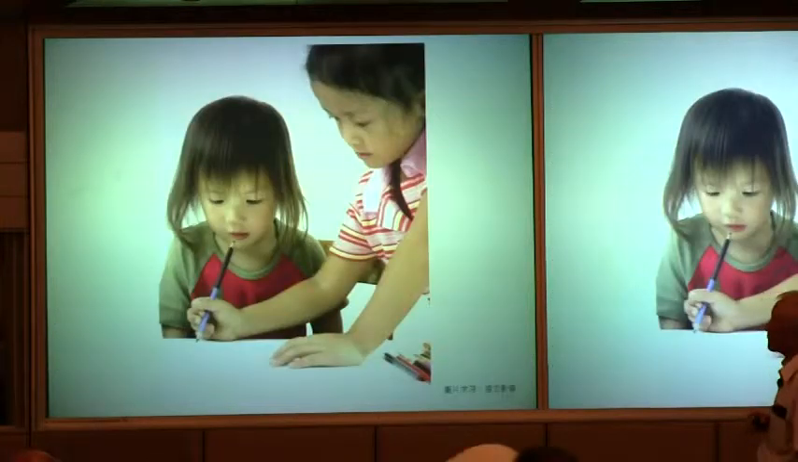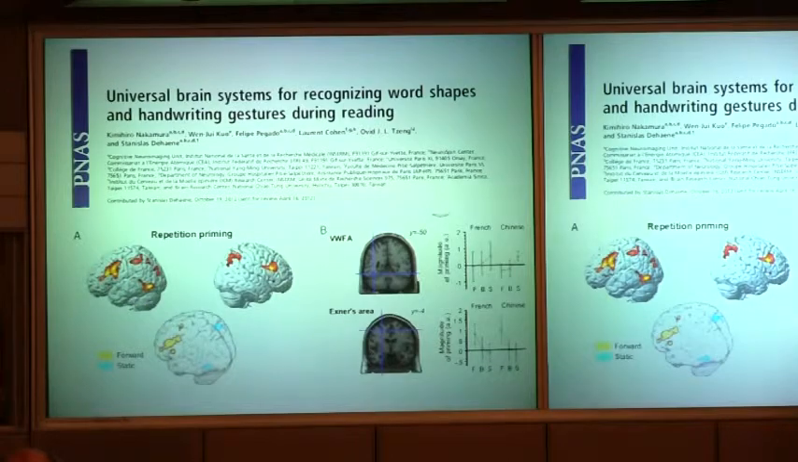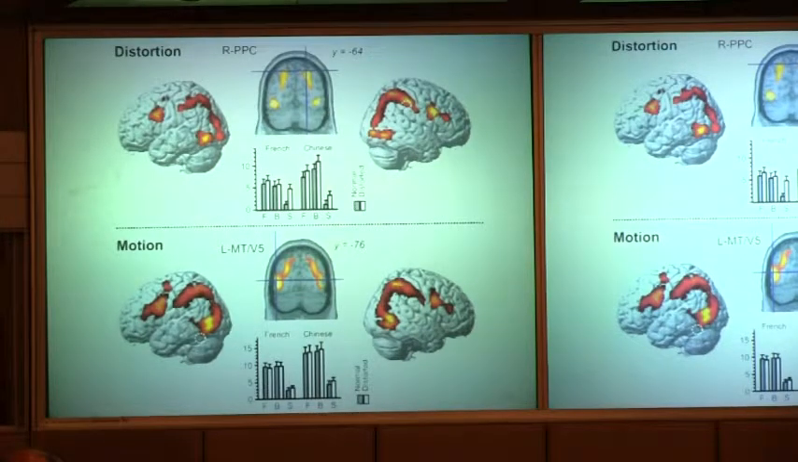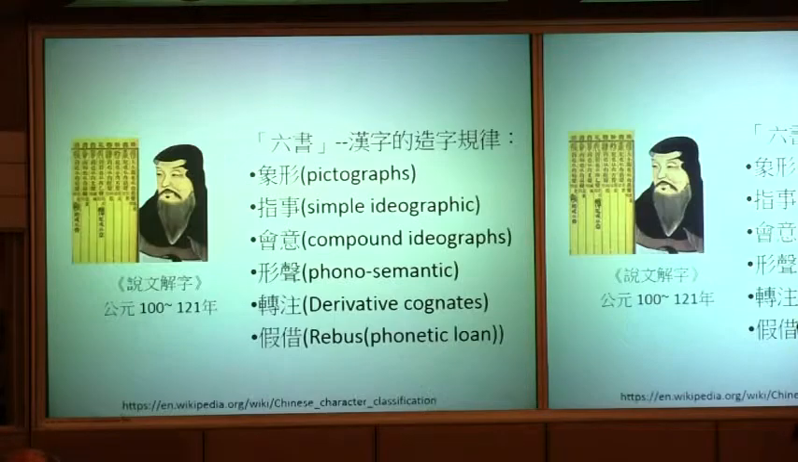So, same to writing. Writing is the same. French and Chinese in the same area. So, writing is the same, not because of Chinese characters we are using more right hemisphere, no, in the same. And the last thing that I want to talk about is just very quickly.